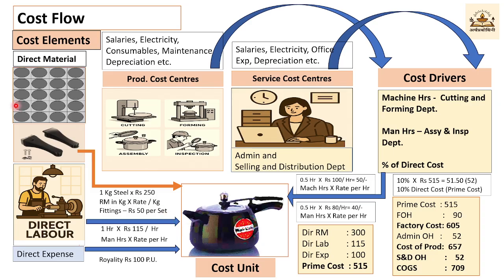Now we have loaded all the direct cost as prime cost, and all indirect cost as factory overhead, administrative overhead, and selling and distribution overhead. Then you will get the cost of goods sold. So this way, all the expenses incurred in the manufacturing plant will be loaded to the product. Hope you understood the basic idea of how the cost gets captured in the final product.